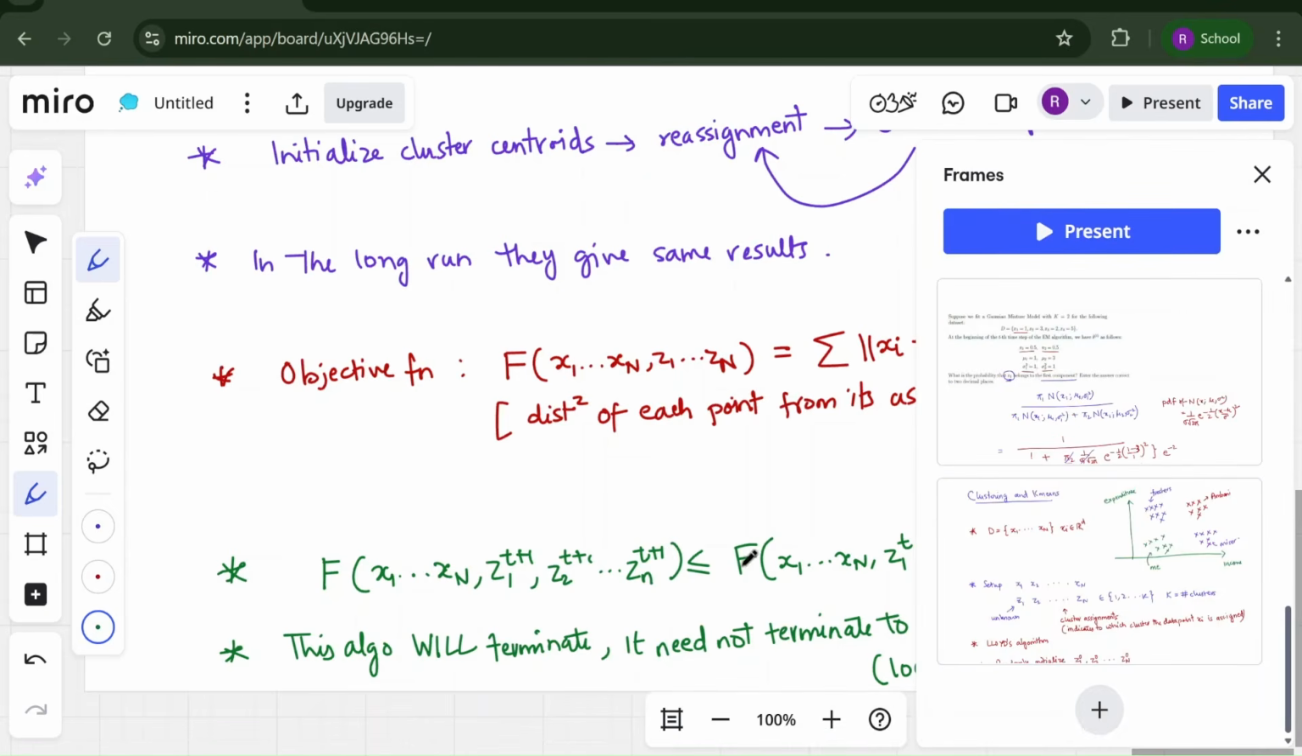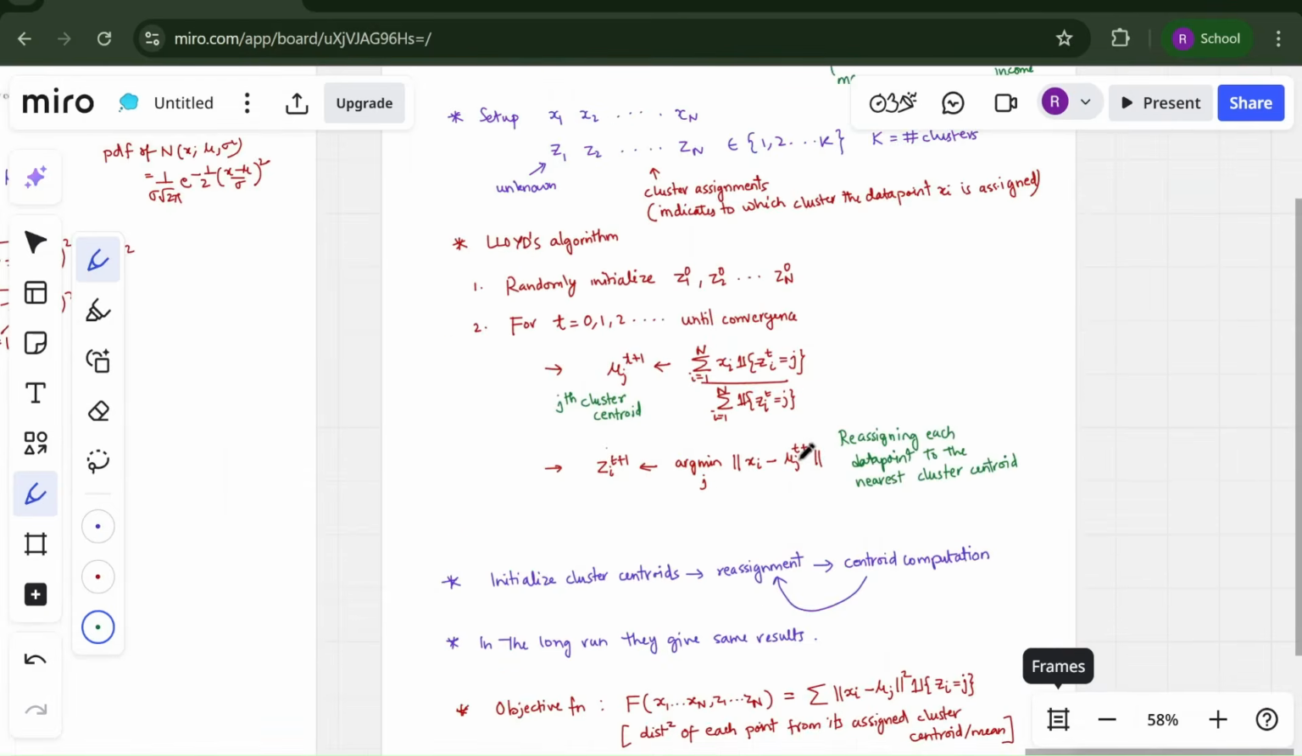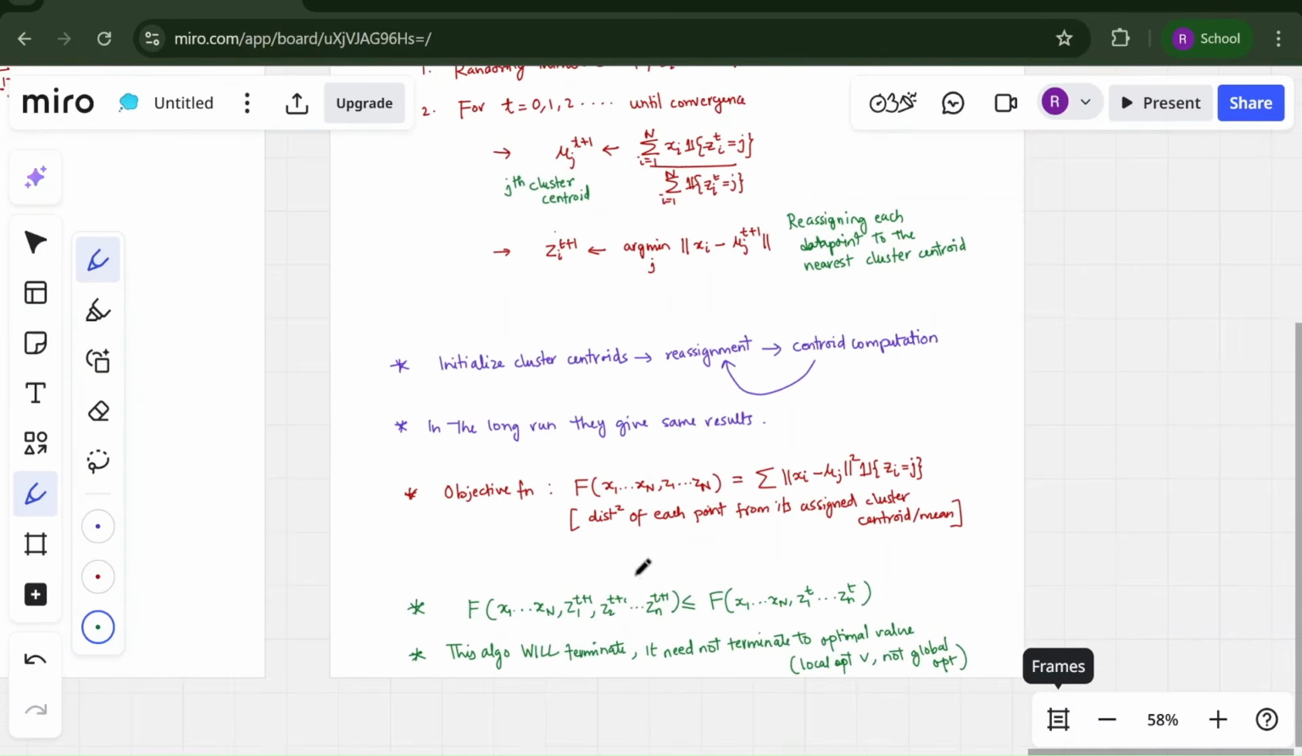So that is all about k-means and Lloyd's algorithm. What is the algorithm, what is the objective function, how the objective function changes, and a few things about the algorithm itself.